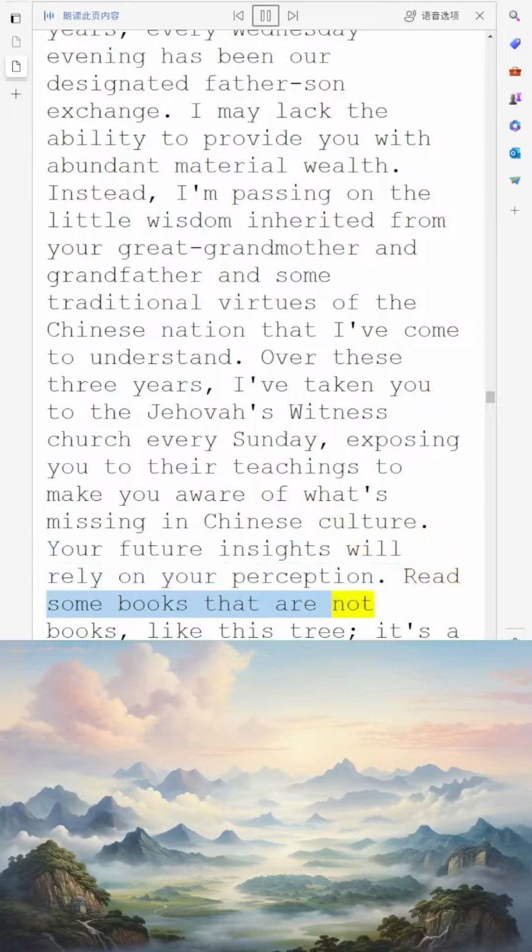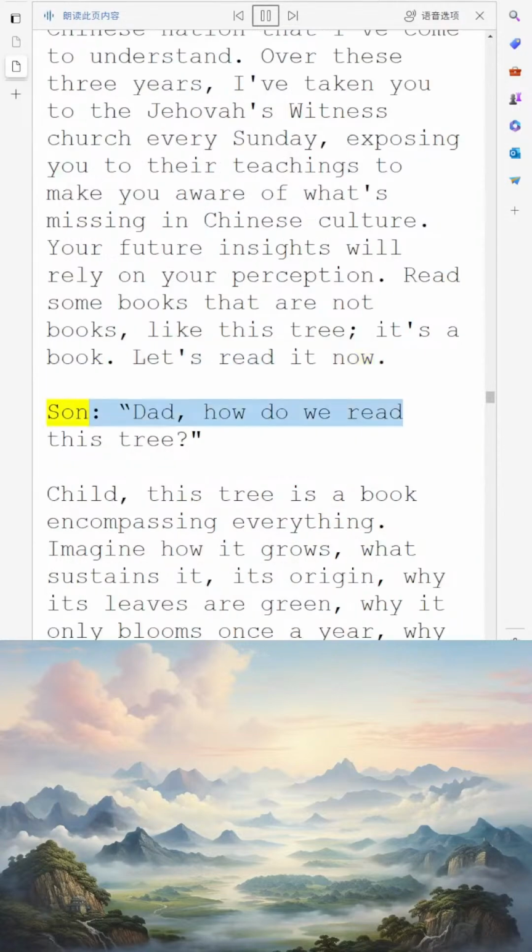Read some books that are not books, like this tree. It's a book. Let's read it now. Son: Dad, how do we read this tree? Child, this tree is a book encompassing everything.